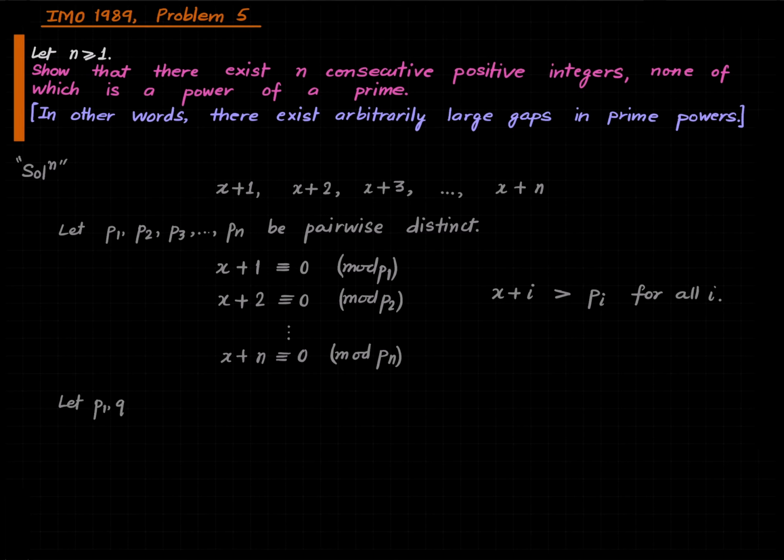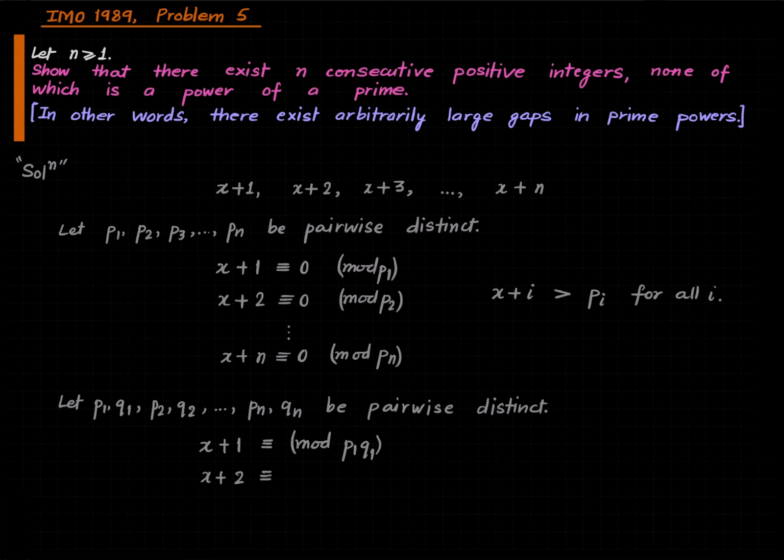Consider 2n pairwise distinct primes, p1, q1, p2, q2, and so on, and also consider these congruences. X plus 1 is divisible by the product of p1 and q1. We want it to have two distinct prime factors. X plus 2 is congruent to 0 modulo p2 q2, and so on. Right?